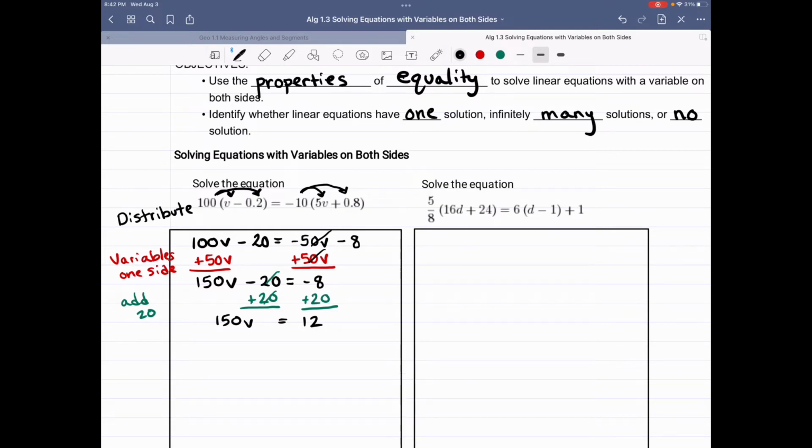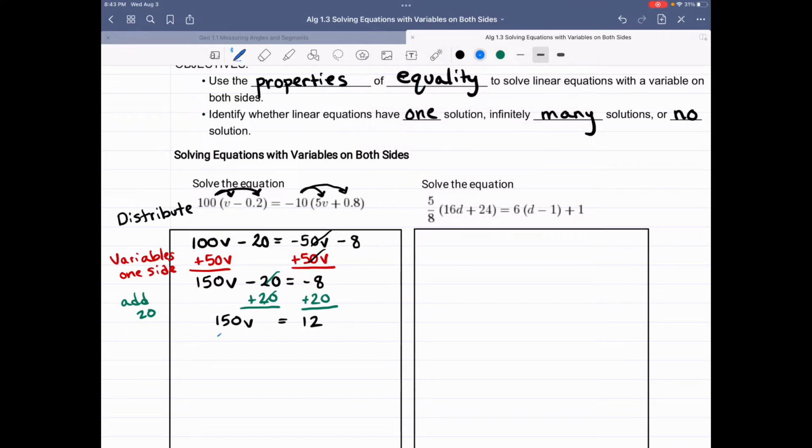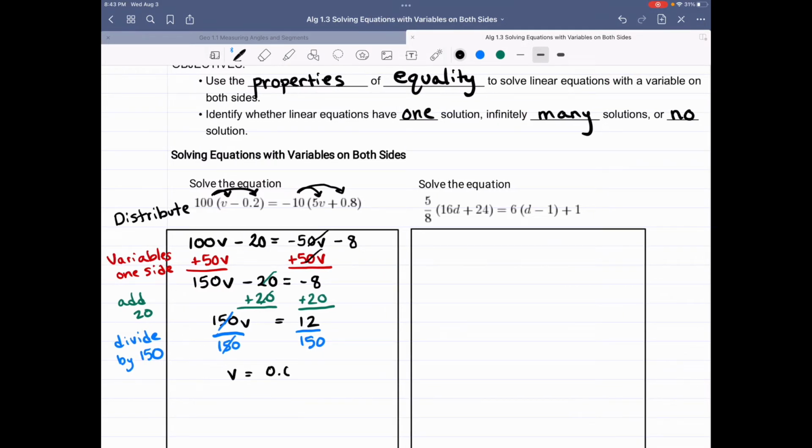150v, that means we're multiplying by v. So to undo the 150 times v, we're going to divide by 150. Okay, so the 150s cancel. So we divide by 150. That leaves us with v equals, and I'm going to put this in my calculator, 12 divided by 150. That gives me 0.08. And that is our answer.